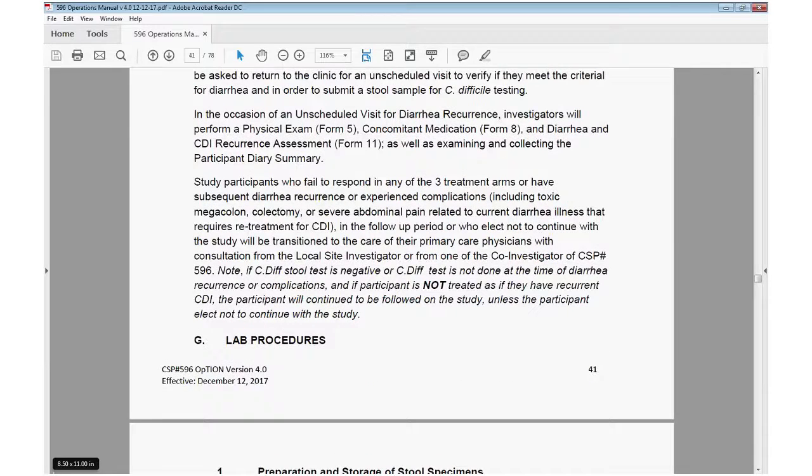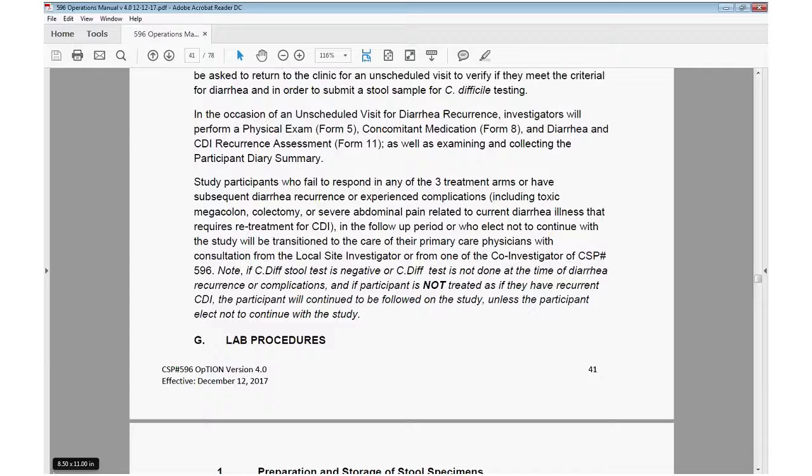Study participants who fail to respond to any of the 3 treatment arms, or have subsequent diarrhea recurrence, or experience complications, including toxic megacolon, colectomy, or severe abdominal pain related to the current diarrhea illness that requires retreatment for CDI in the follow-up period, or who elect not to continue with the study, will be transitioned to the care of a primary care physician with consultation from the local site investigator or from one of the co-investigators of CSP 596.